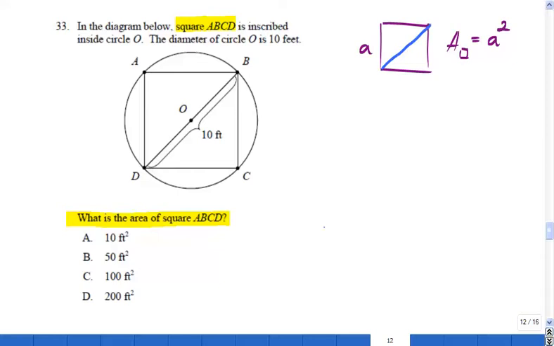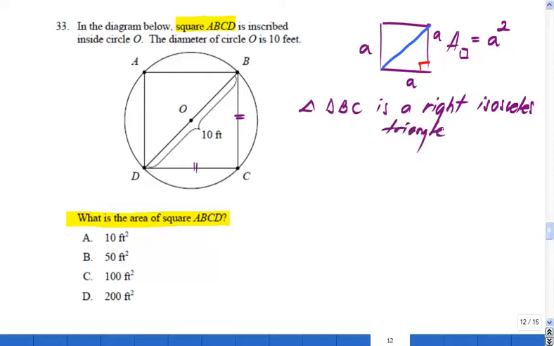the diagonal is given to you, and in a right triangle, and not just a regular right triangle, an isosceles right triangle, because as you can see in here, triangle DBC is a right triangle. Not just a right triangle, but a right isosceles triangle. Right isosceles triangle, if this side is A, that's A, and this is a special right triangle.